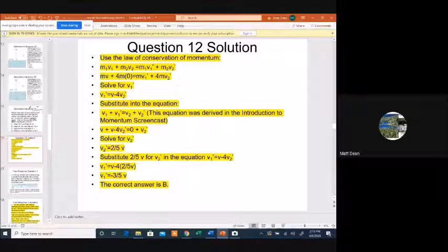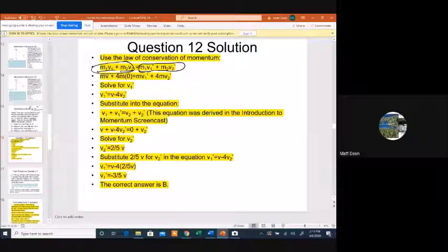So first of all, we're going to set up the law of conservation of momentum. Mass 1 times velocity 1 plus mass 2 times velocity 2, and this is the before side. That's equal to mass 1 times v1 prime plus mass 2 times v2 prime. So this is the after side.